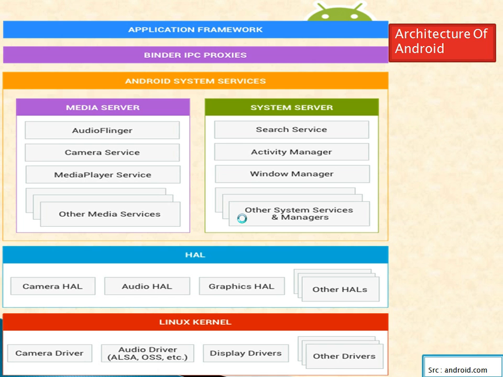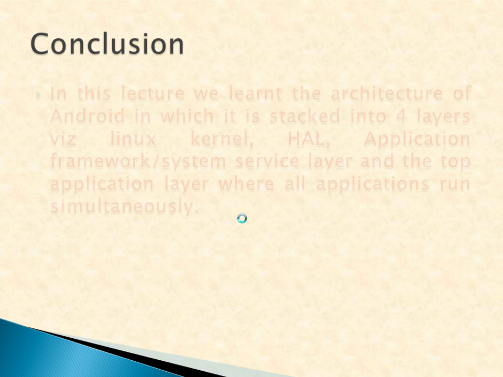So as a complete architecture, the Linux kernel, the hardware abstraction layer, the system services, the binder IPC proxies, and the application framework all together provide services to the applications layer so that the applications may run as a whole on the Android operating system. So the complete architecture defines how the applications take advantage of these layers so as to execute applications dynamically at runtime.